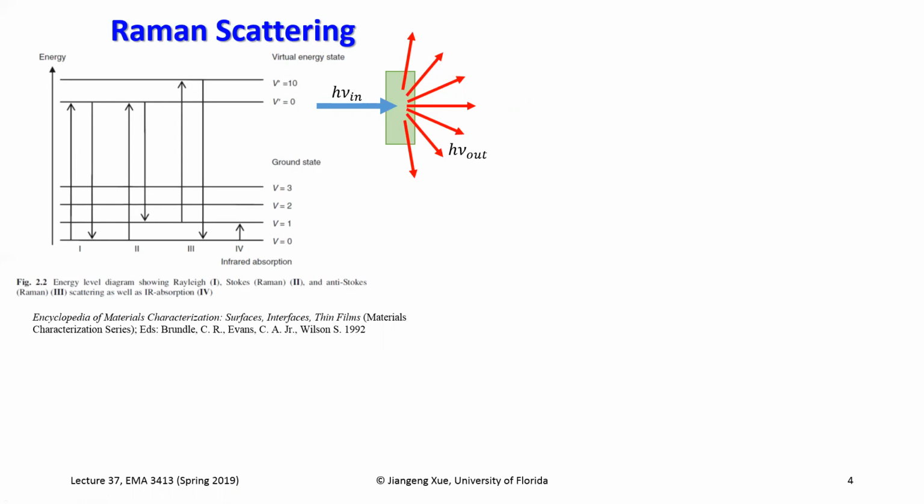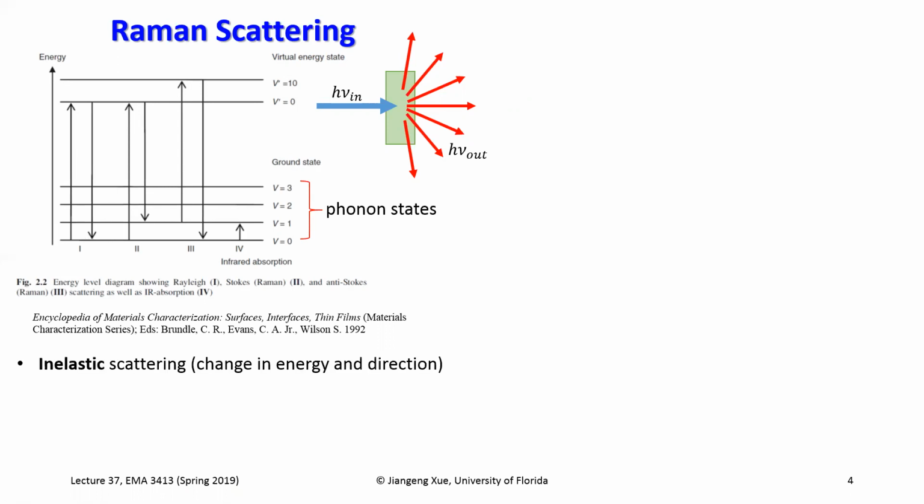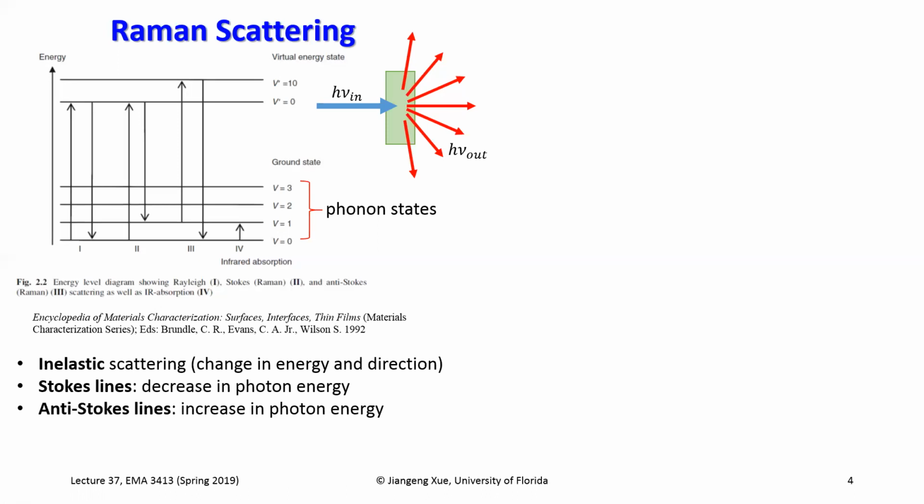However, if there are phonon states involved at the same time, and the initial state and the final state involve different phonons, even though they are both at the ground state, then we have a different photon energy. The incoming and outgoing photons will have different photon energies, and this is so-called inelastic scattering. We can have either the so-called Stokes line that corresponds to a decrease in the photon energy, that means the generation of a phonon, or the anti-Stokes line, where the photon energy is increased, that means a phonon is absorbed or annihilated in the process. So basically the photon energy difference between the incoming and outgoing photon will be the energy of a phonon.